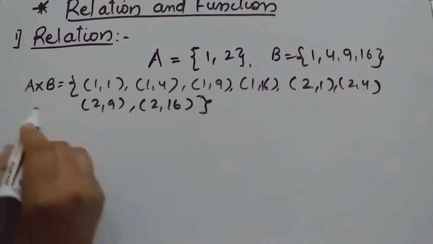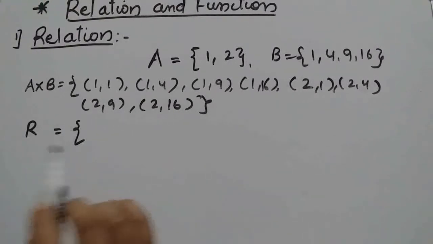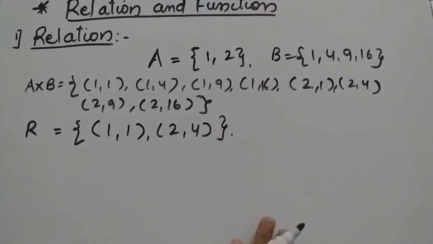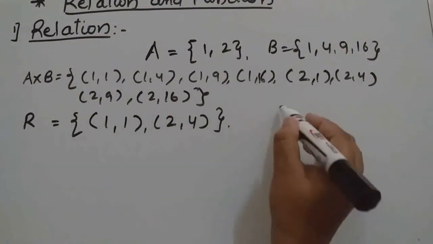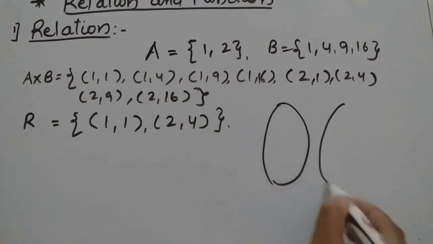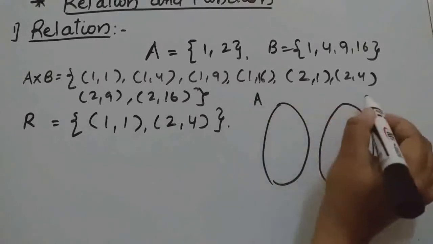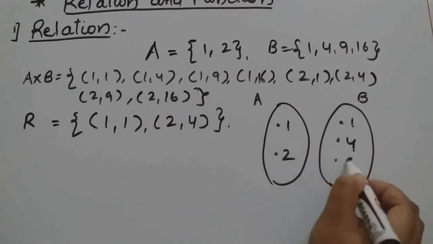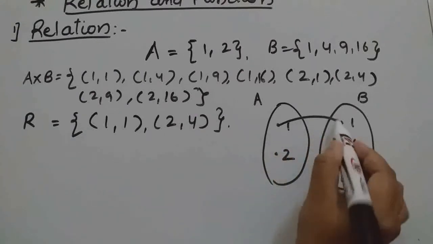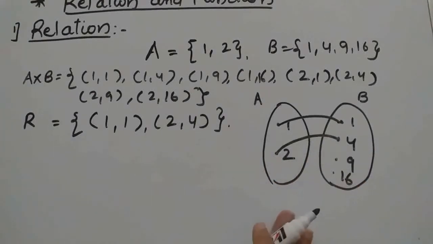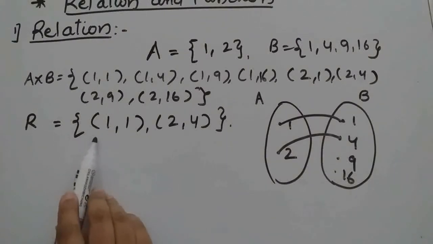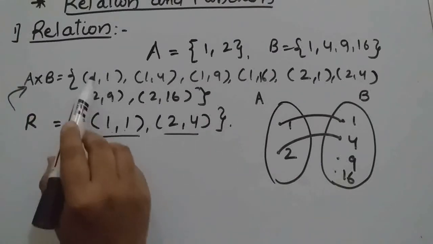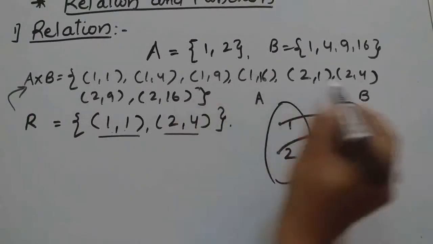Now if I write relation R as (1, 1), (2, 4), this relation we can represent using a diagram that is called an arrow diagram, where A and B, so 1 and 2, 1, 4, 9 and 16. So 1 is related with 1, 2 is related with 4. Now here we can define relation. If you observe, relation is a subset of A cross B, isn't it? 1 comma 1 is there in A cross B also, 2 comma 4 is there in A cross B.